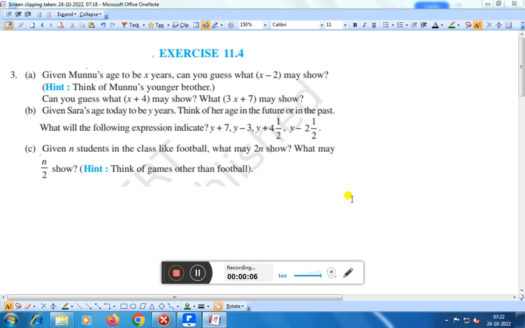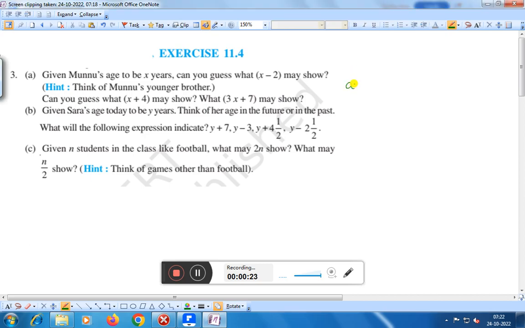Given Manu's age to be x years, can you guess what x minus 2 may show? Think of Manu's younger brother. Can you guess what x plus 4 may show? What 3x plus 7 may show? Let us take, suppose we are solving question number A.